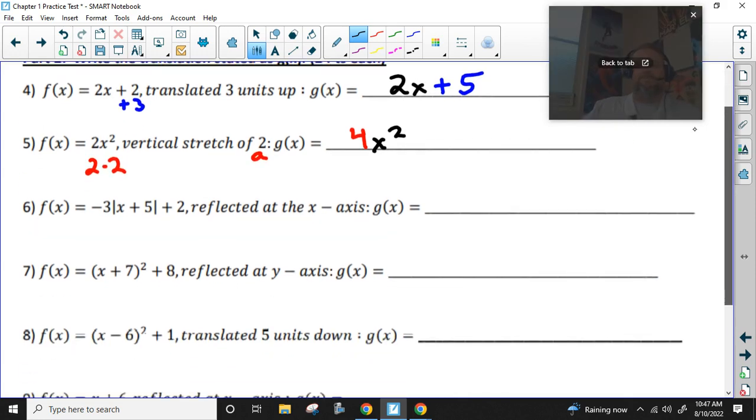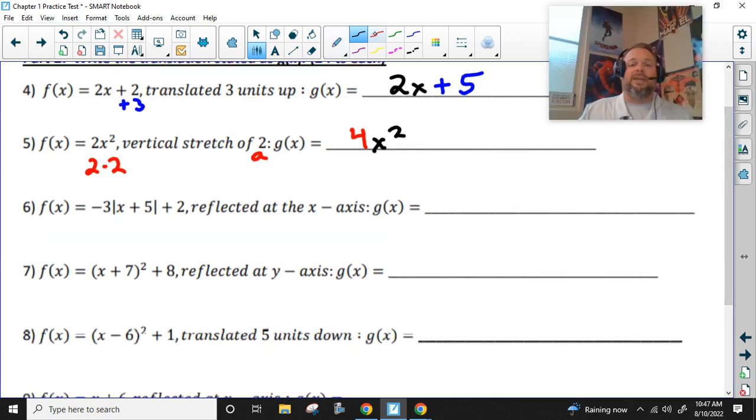Now, when you reflect about the x-axis, the x-axis changes these signs right here. This is when you would multiply these by -1. Just these two, the A and the K. So instead of being a -3 now, this is a +3. Instead of being a +2, this is now a -2. Nothing else changes.